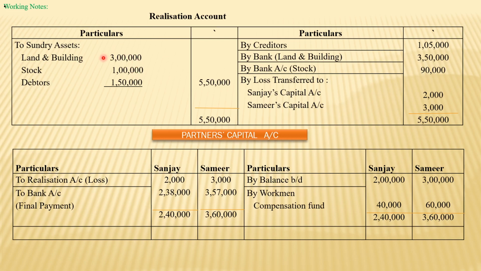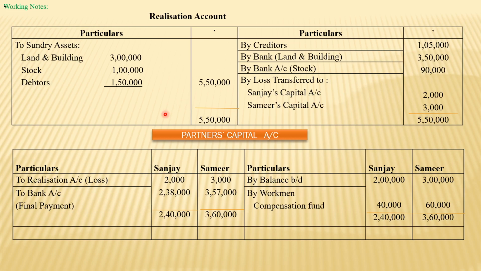This is like the first phase entry, the transferring entry of the total assets. There are three assets. So realization account debit to sundry assets: land and building 3 lakh, stock 1 lakh, and debtors 1,50,000. Now after that, one liability, that is creditors, the external liability, 1,05,000.